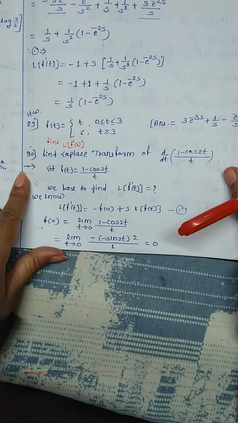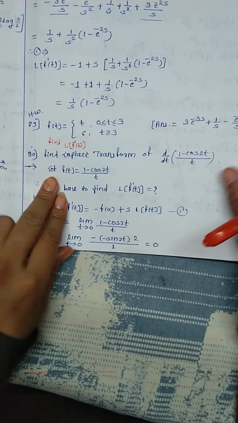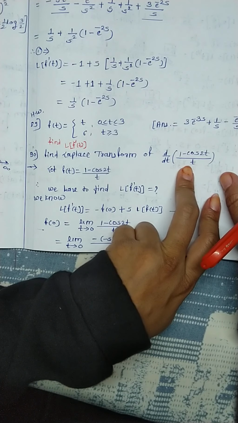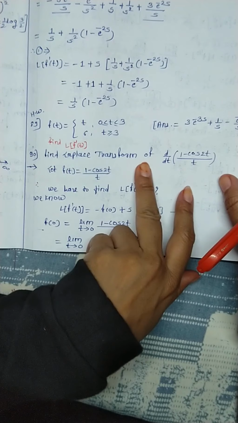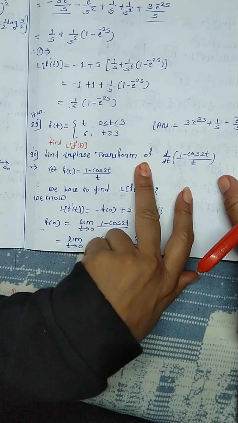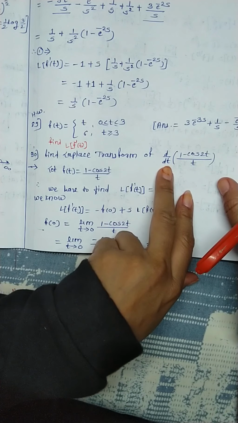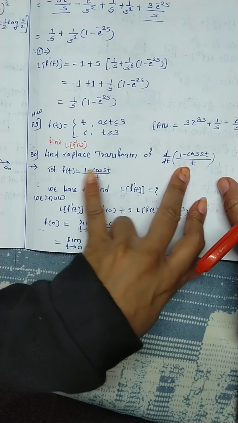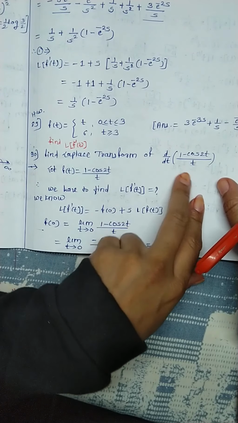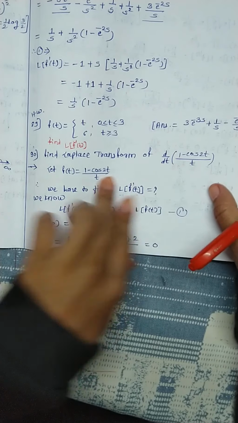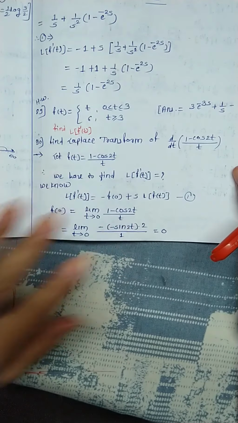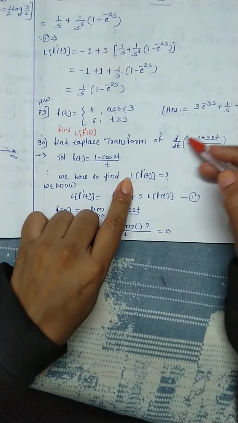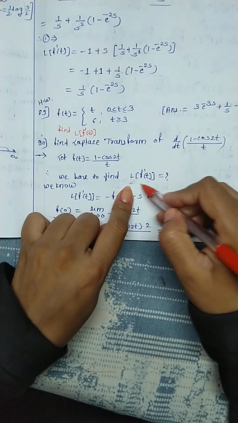Now next example, let us see one more example like this. Find Laplace transform of d by dt of this function, 1 minus cos 2t upon t. What is this question? Originally we have to find Laplace transform of d by dt, which means derivative. Derivative of this function, we have to call it f of t, means we have to find Laplace transform L of f dash t. That's why our first step, we just call it f of t first. Let f of t be this function. Now we have to find L of f dash t, dash means derivative. This is our question.